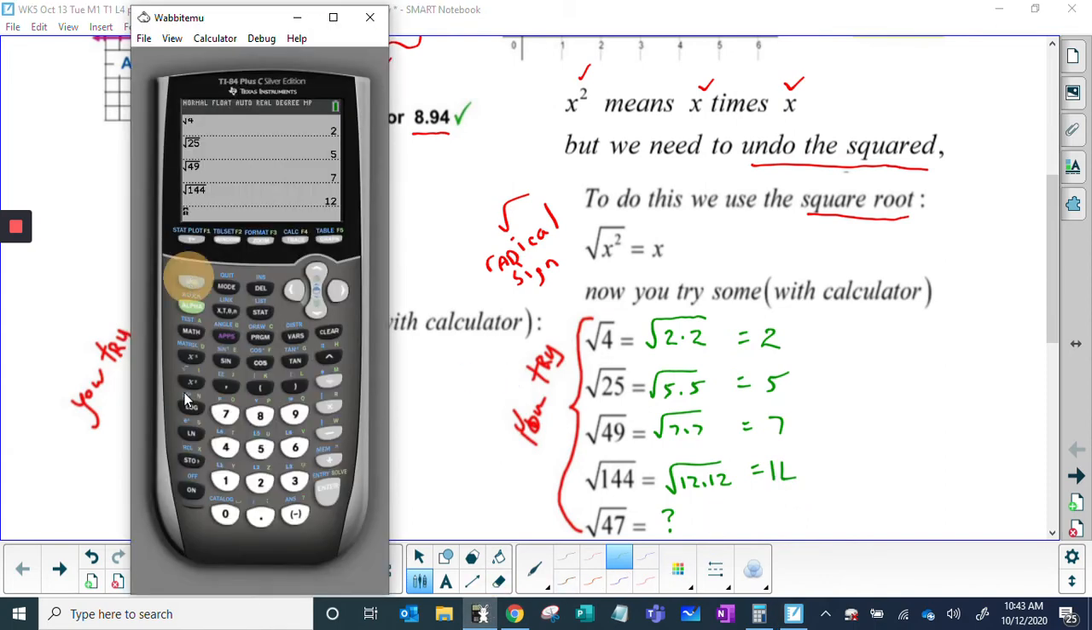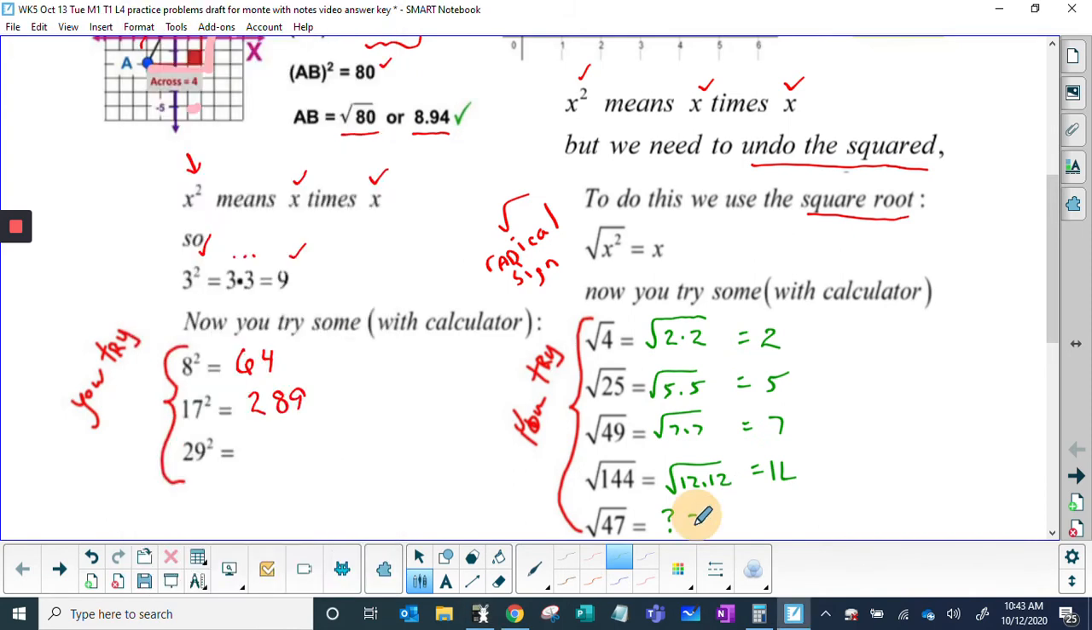So second, square root, 47, okay, is 6.85. Now, in geometry, we like 1 decimal point accuracy, 6.855. We could round that up, 6.86. In this class, 6.9.